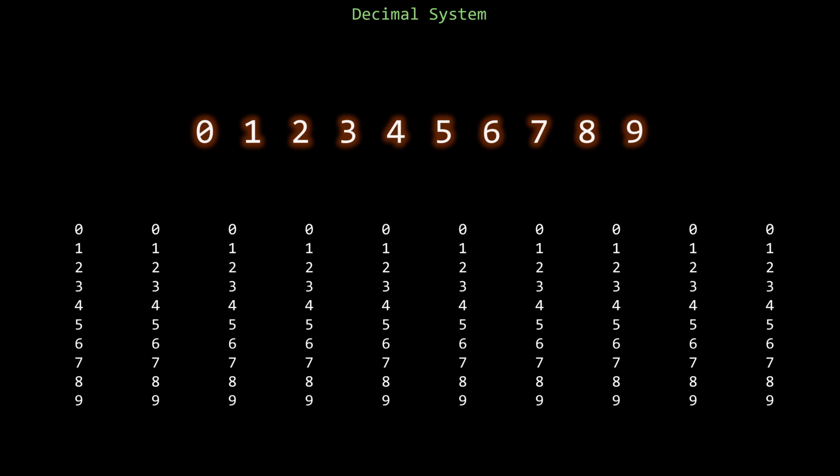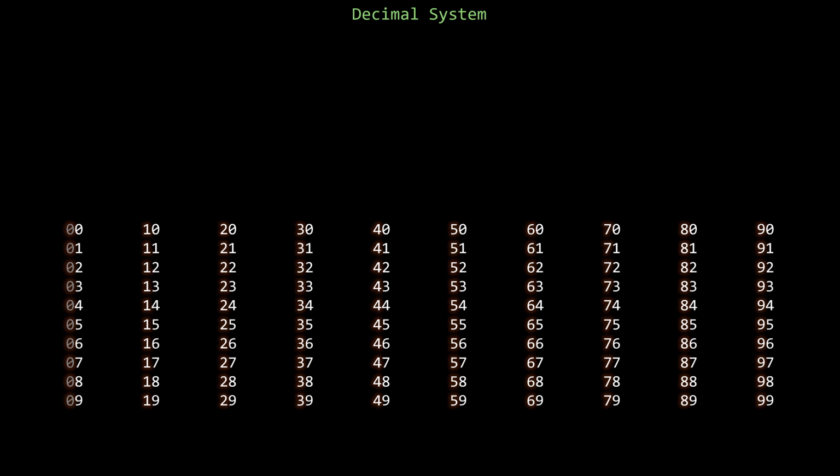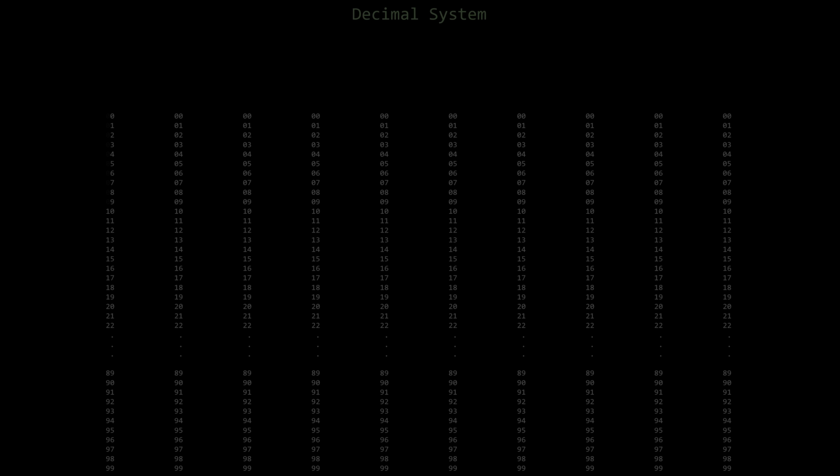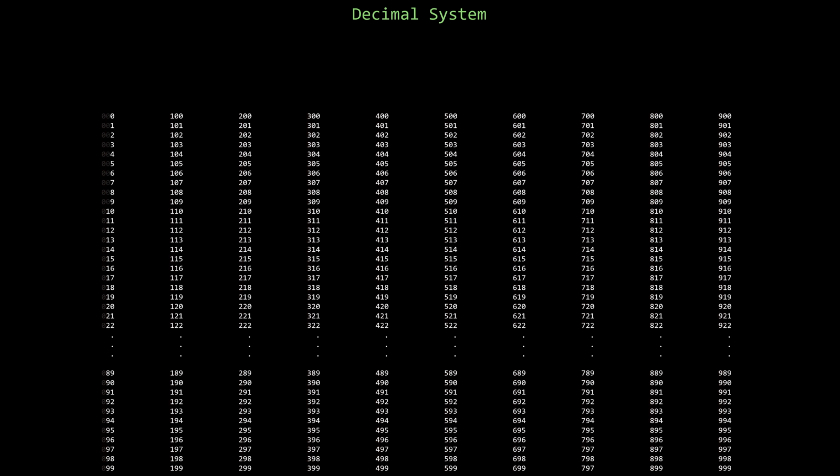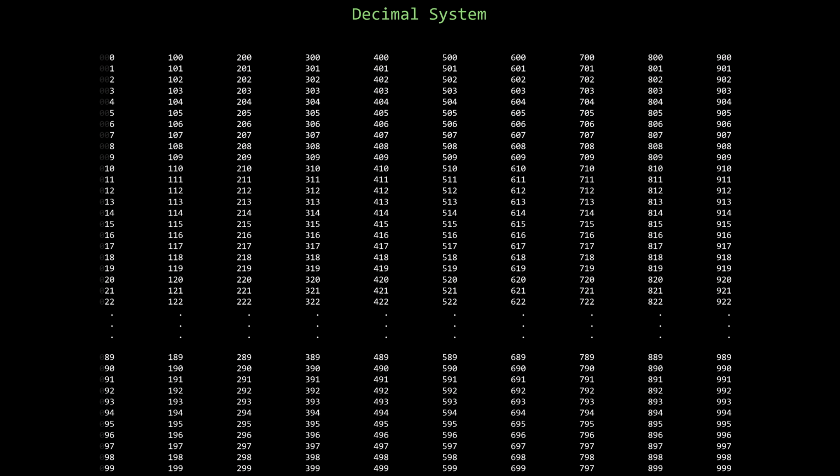With 2 decimal digits, we have 100 possible combinations, which we use to represent quantities from 0 to 99. When those combinations are no longer enough, we add a third digit. That gives us numbers from 0 all the way up to 999.